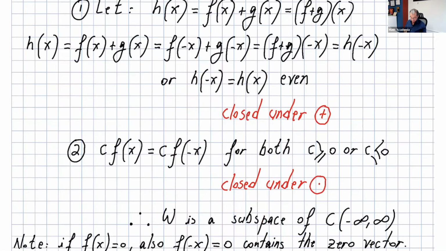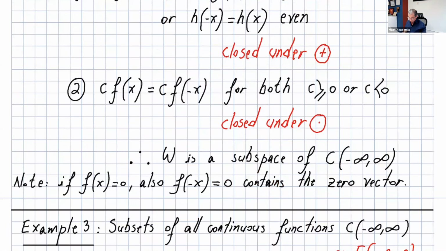c times f(x) is c times f(-x), for c being greater than or equal to 0 or less than or equal to 0. Or you can just take either, it doesn't make a difference. So it is closed under scalar multiplication. So conclusion, W is a subspace of all continuous functions. Note, if you want to take 0, if f(x) equals 0, also f(-x) equals 0, so it does contain the 0 vector.